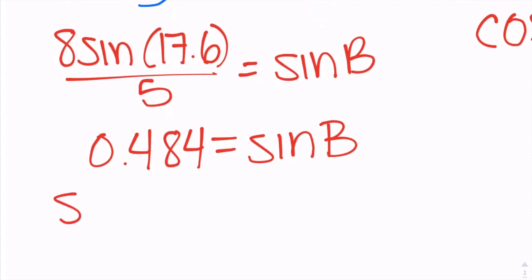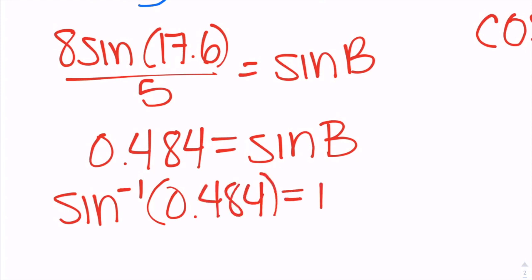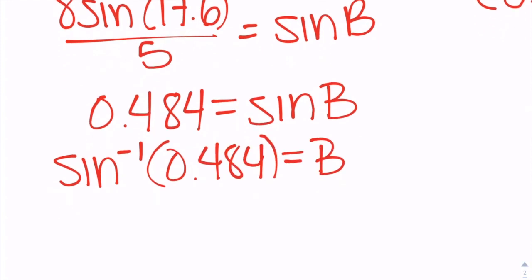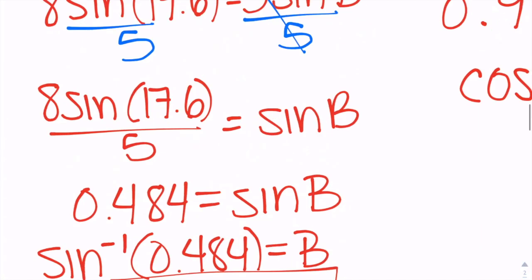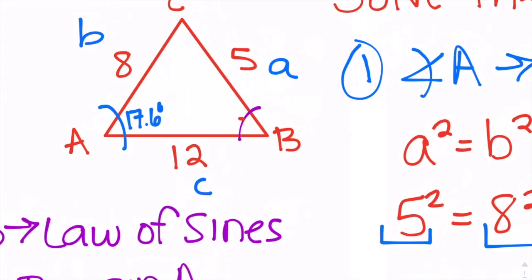And then again, we're solving for an angle, so we have to do the inverse. So sine inverse of our decimal is equal to angle B. And so that tells us that 28.9 degrees is approximately angle B. And so we can come up here and we can fill that in.